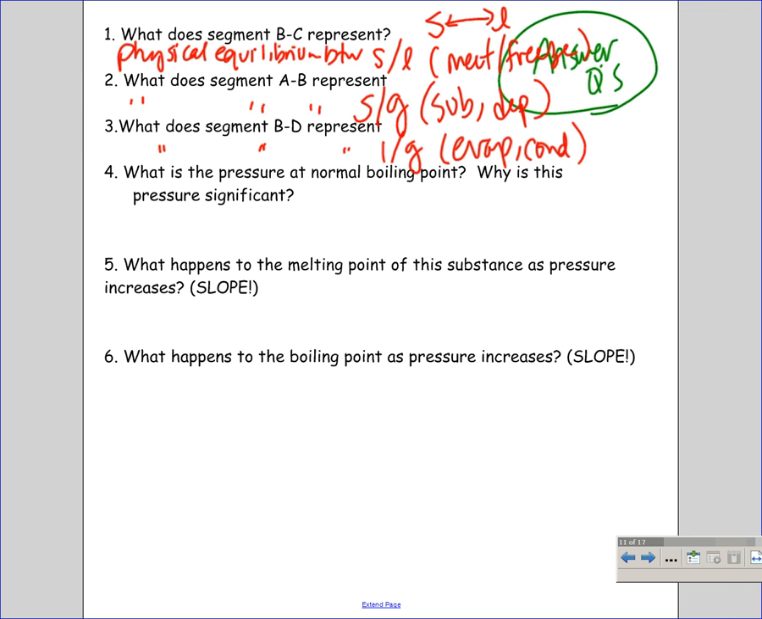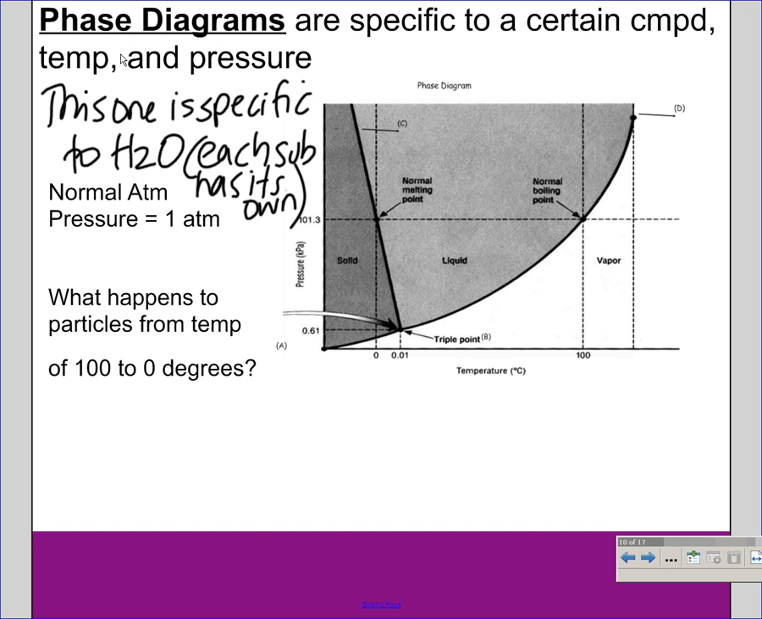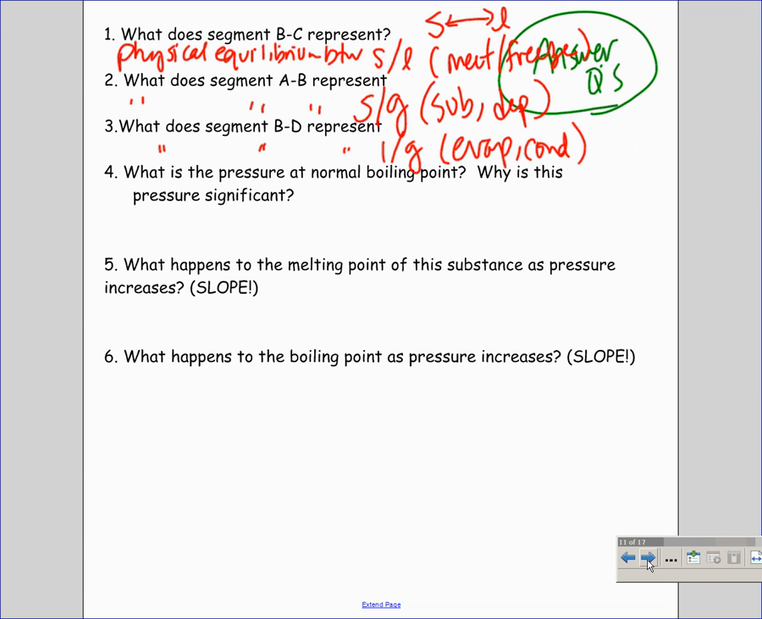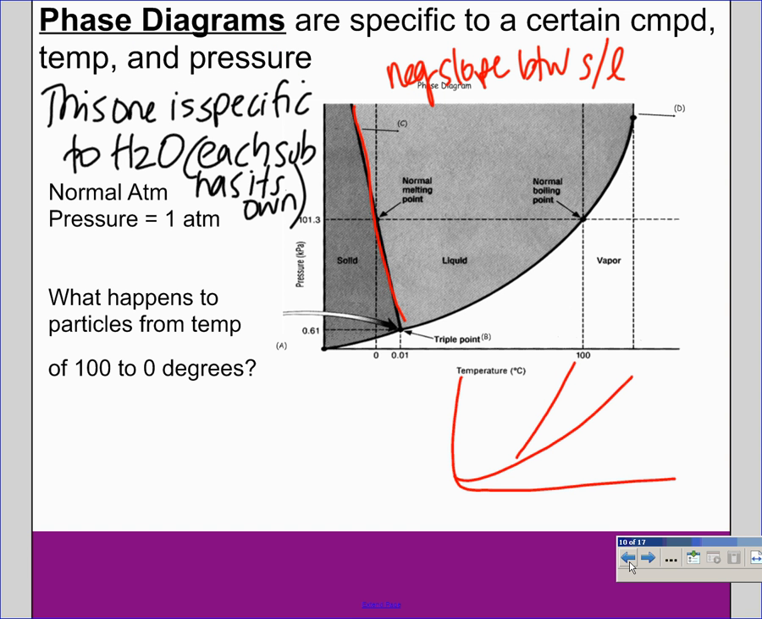I'll get to your question in a second. It's pretty much the only one that has this negative slope right here. Everything else would look like this, with a positive slope. So to write that down, it's got a negative slope between solid and liquid. I don't know, is this number four? It's not up here right now. I'm just telling you that water has a negative slope between solid and liquid.